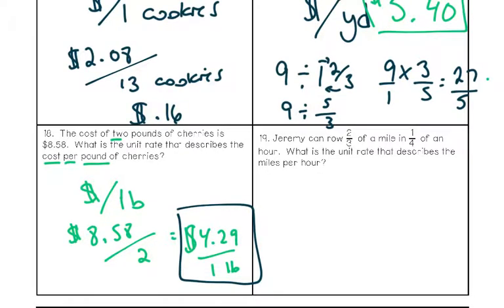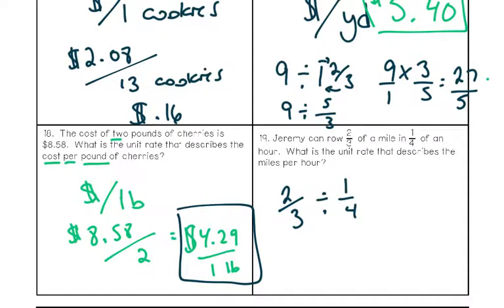Number 19 says Jeremy can row 2/3 of a mile in 1/4 of an hour. What is the unit rate that describes the miles per hour? So we know that unit rate means divide, and even though these are fractions, we can write this out. So we'll do 2/3 of a mile per hour. So divide by the number of hours.